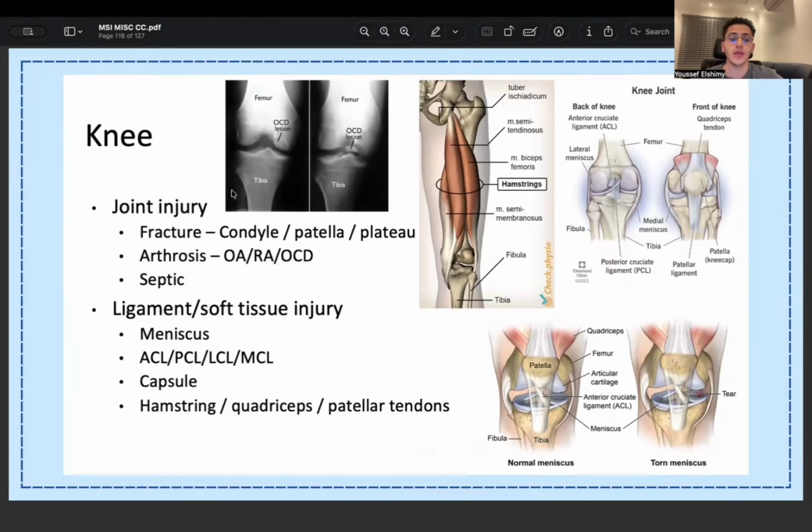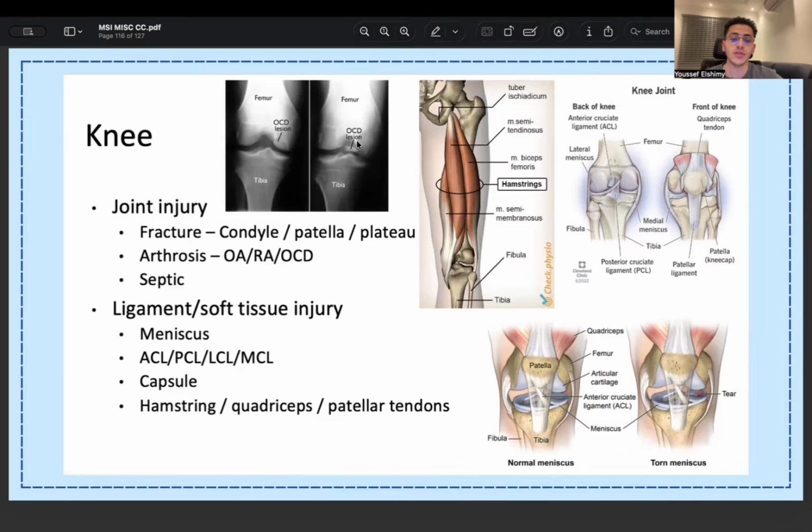Now, the knee joint. So we mentioned also there's joint injury and ligament injury. Fractures could include the femoral condyle fractures, as well as the patellar fractures, or the tibial plateau fractures. And we could see also arthritis, rheumatoid arthritis, as well as OCD lesions.